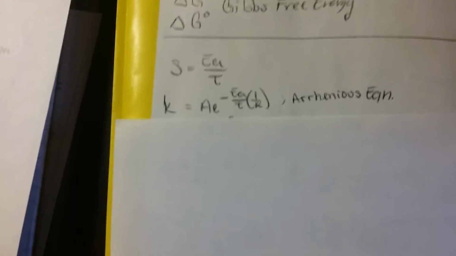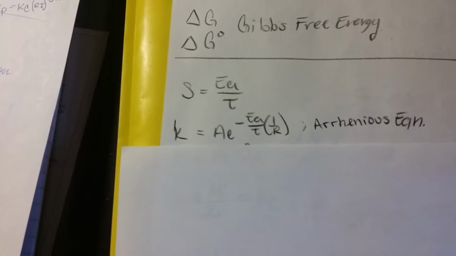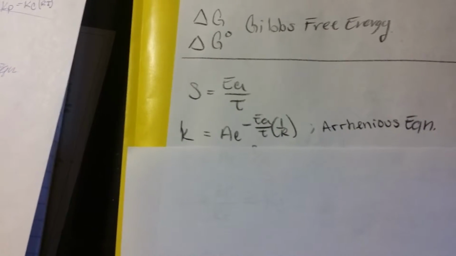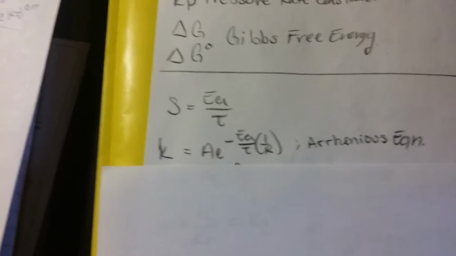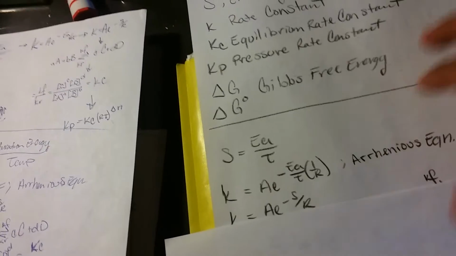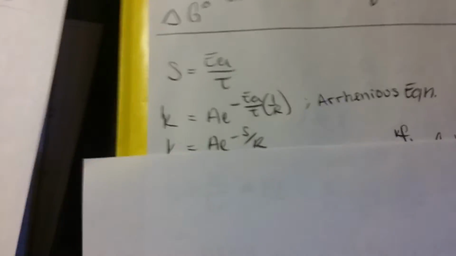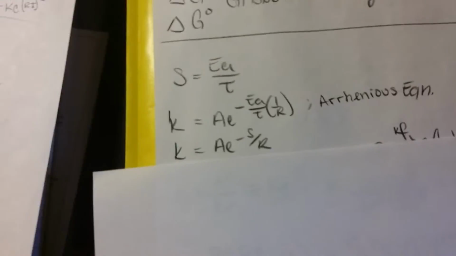So let's start off with entropy. Entropy is just the activation energy over temperature, and we can relate this to the rate constant given the Arrhenius equation, where it's A e to the power of the activation energy over temperature times 1 over R. So then we can just substitute the Ea over T for S to give us k equals A e to the power of minus S over R.